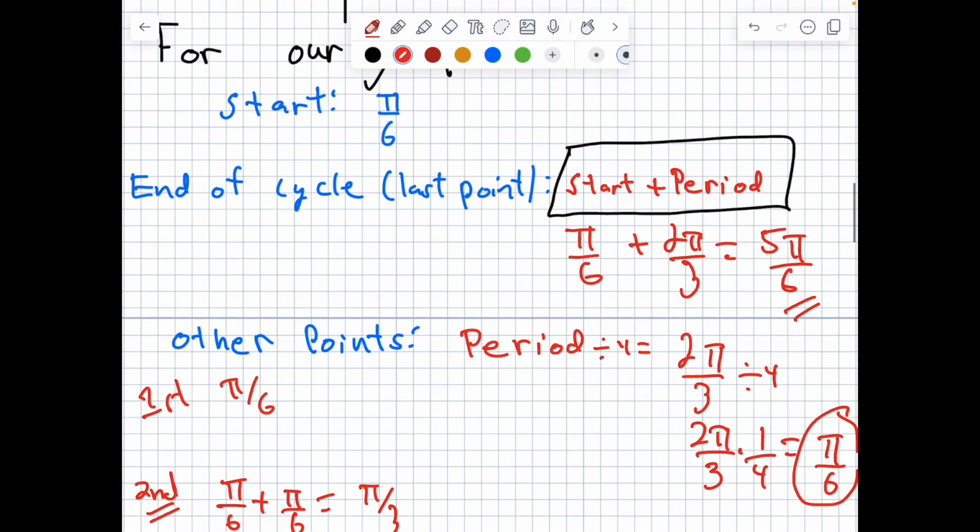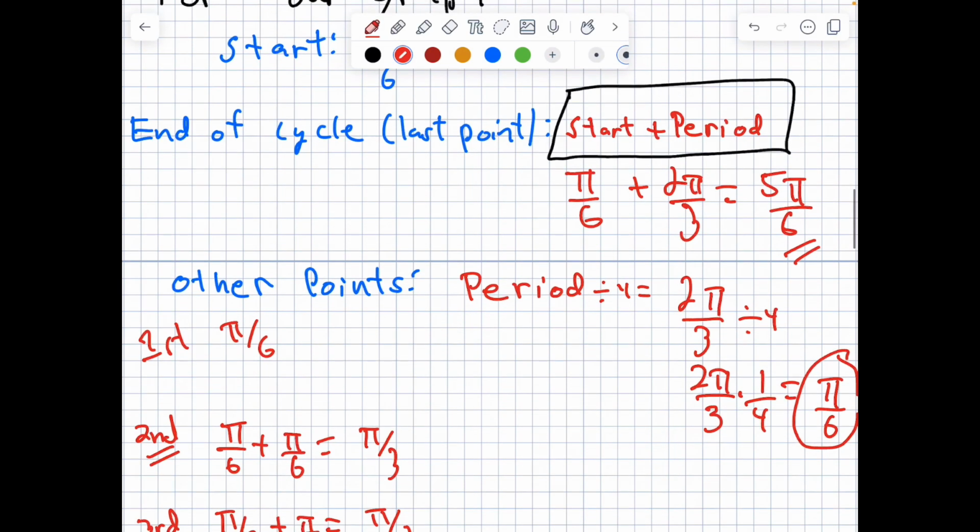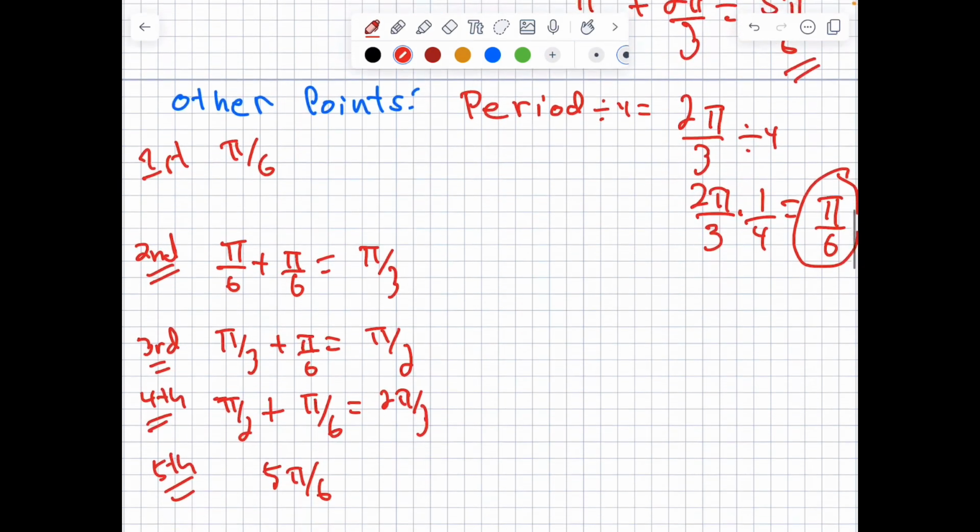So again, your first point was pi over 6. Your second point, the way it works is you're going to take your first point and add pi over 6, that distance, that's pi over 3. To get your third point, you're going to take your second point, pi over 3, plus pi over 6 to get pi over 2. Fourth point, pi over 2 plus pi over 6, 2 pi over 3. And last but not least, your fifth point, 5 pi over 6.